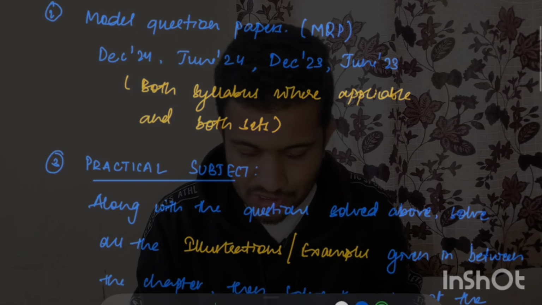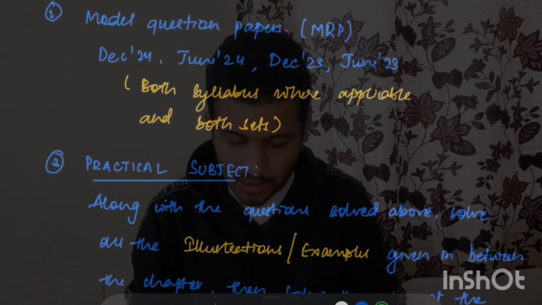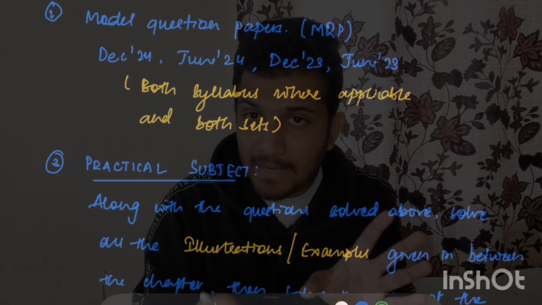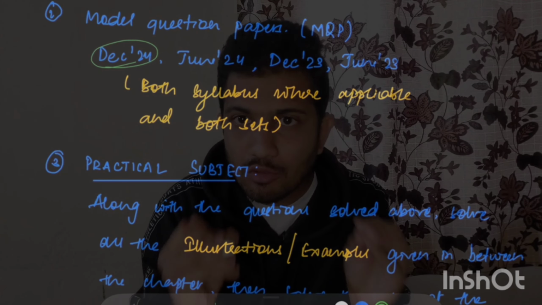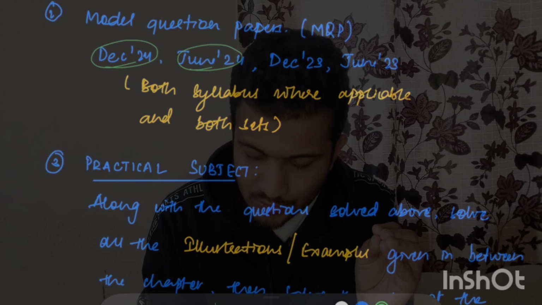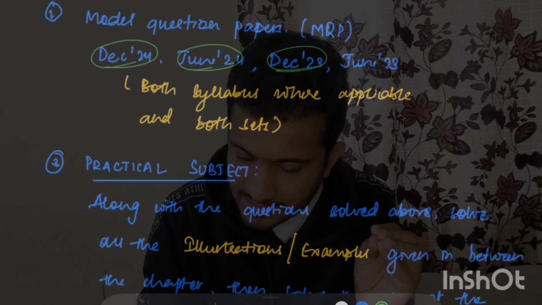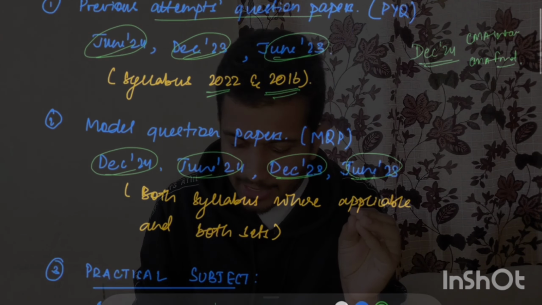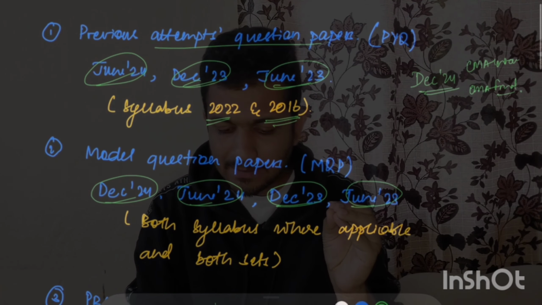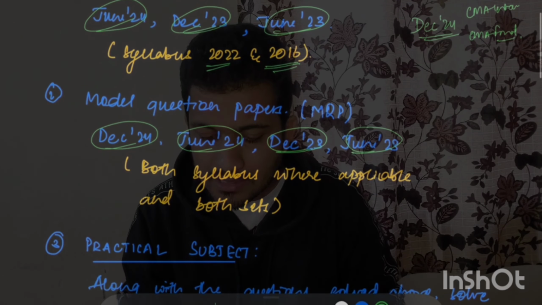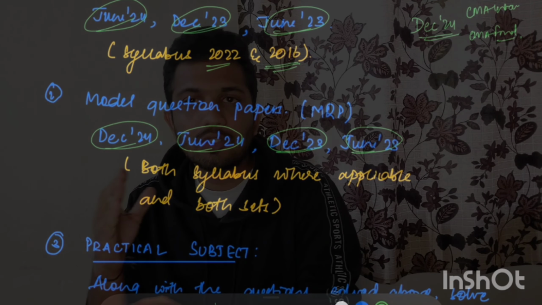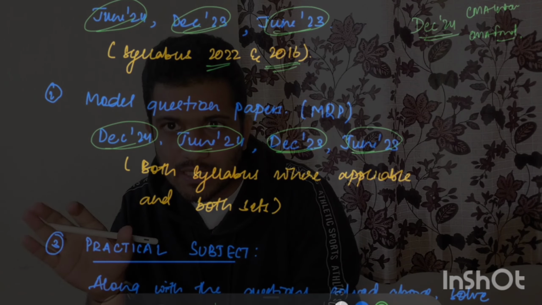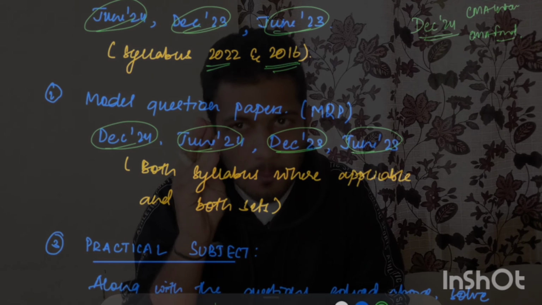Next, model question papers. For model question papers, again, the must is December 2024. You have to cover that, June 2024, December 2023, and June 2023. Again, for previous attempts' questions and model question papers, you can go even further back, like December 2022 and June 22 as well. But these are your must-dos.